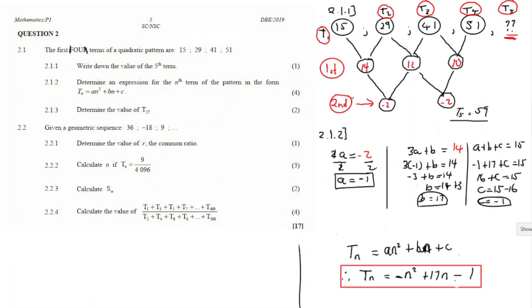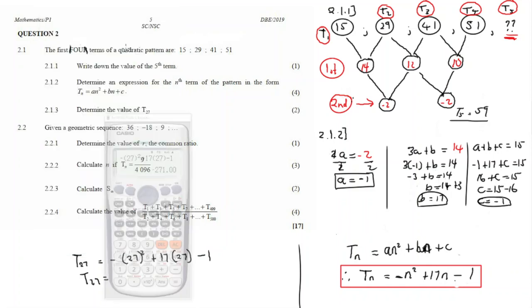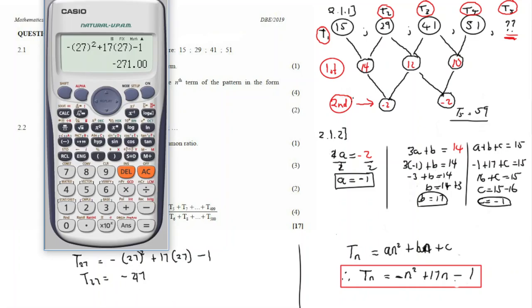Now we go to question 2.1.3, determine the value of T27. In order to find T27, I must substitute 27 where there's n in this general term. So T27 is equal to what? It is equal to negative open bracket 27 squared plus 17 times 27 minus 1, equal to negative 271. Answer is negative 271.